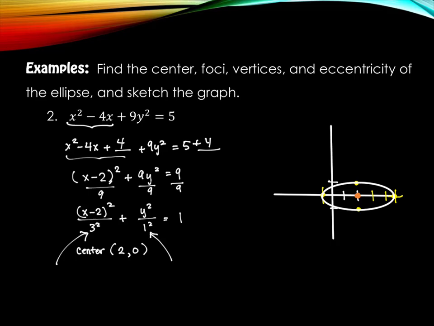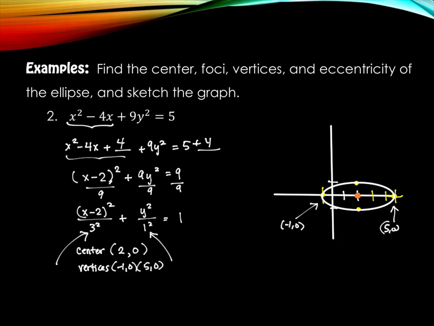Okay, so which ones are my vertices? They're the ones along X, right? It's the major axis ones. Right here, negative 1, 0, and 5, 0. So we have our vertices at negative 1, 0, and 5, 0.